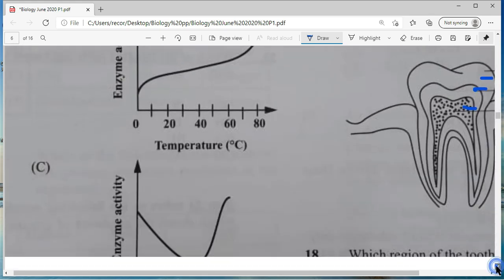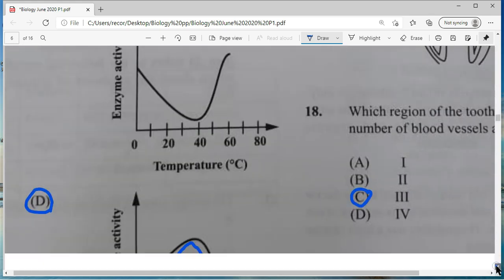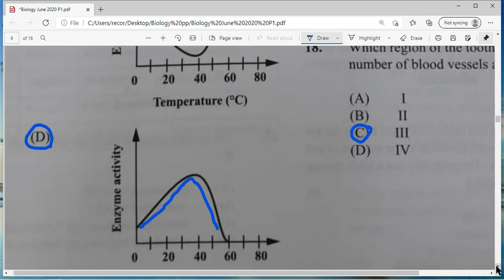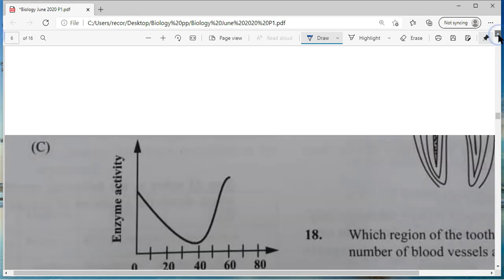So A is out, B is out, and C is upside down, not the one we're looking at. So of course, D is the most suitable answer here. So D is the answer for this particular question. It was really easy for us, you think, based on the explanation given above.